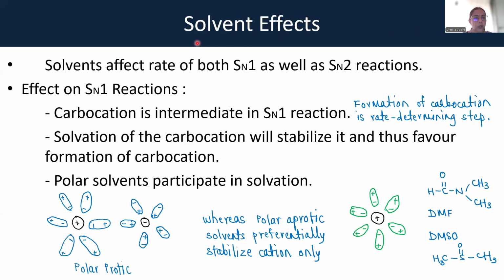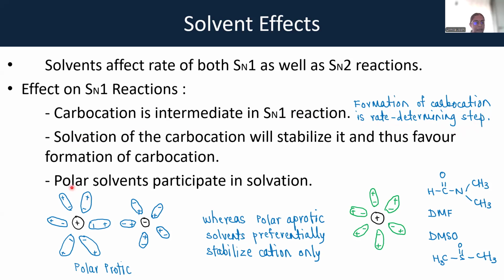First is the solvent. Solvent affects rate of both SN1 reaction as well as SN2 reaction. So let us see each one by one. First, let us try to understand the effect on SN1 reaction. As you all know, carbocation is an intermediate in SN1 reaction, and formation of carbocation is the rate determining step. So, carbocation is the product in the first step.